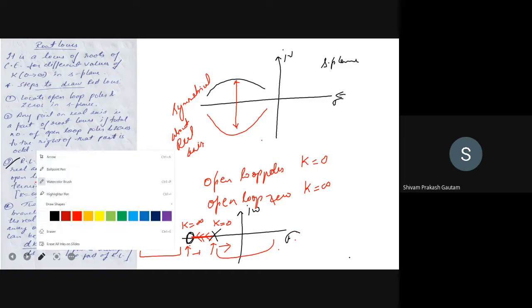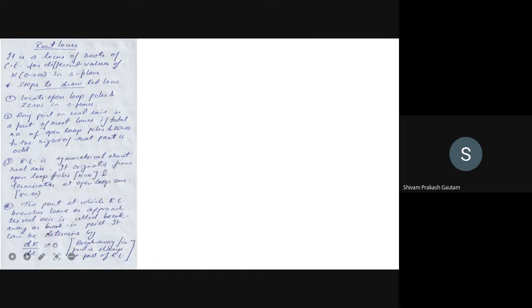Now let us see step number 4. What does step number 4 say? The point at which the root locus branches leave or approach the real axis is called the breakaway point or break-in point. It can be determined by dk/ds equal to 0, right? So I am giving you one scenario where you can see what the breakaway point and the break-in point are. First, you have to understand what the difference is, right?